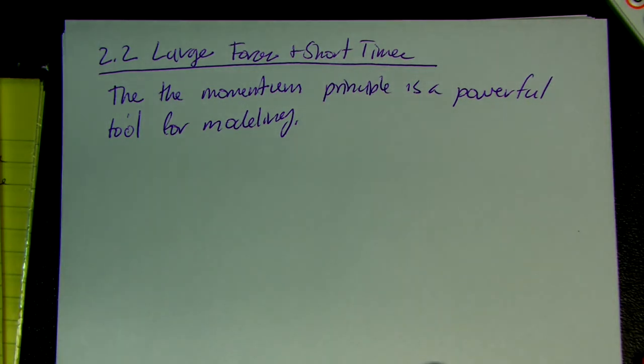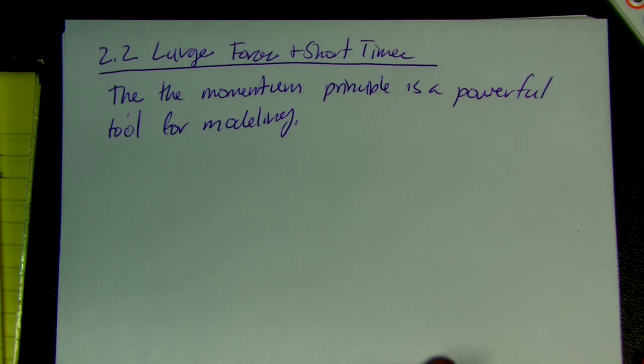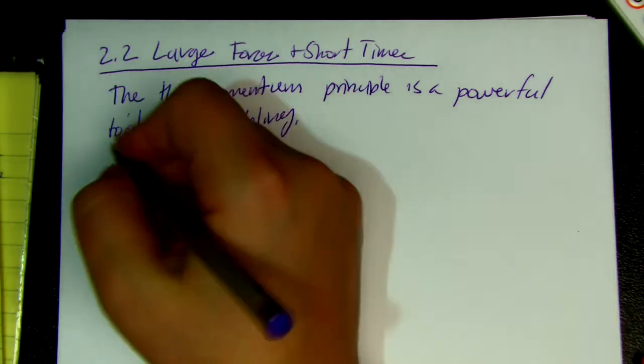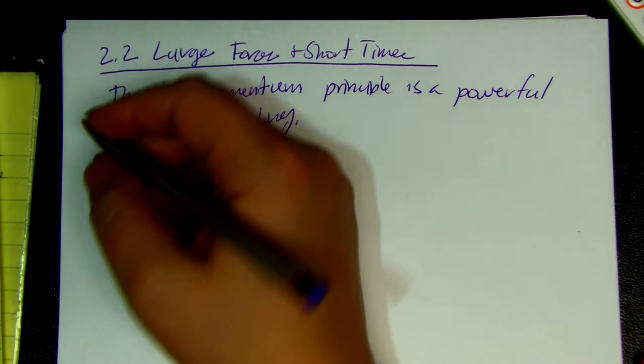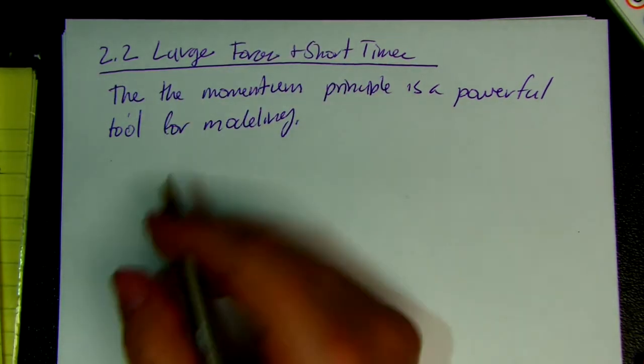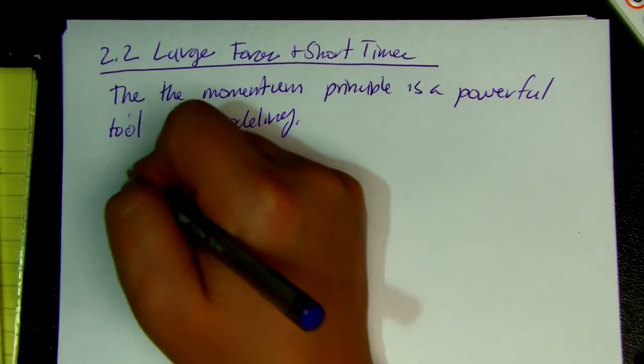In terms of whether it's used today, the momentum principle is one of the primary methods that particle accelerators use to make measurements and find new particles. All right, so before we get ahead of ourselves and look for theoretical particles, let's just practice some basic models of situations with sudden impact.